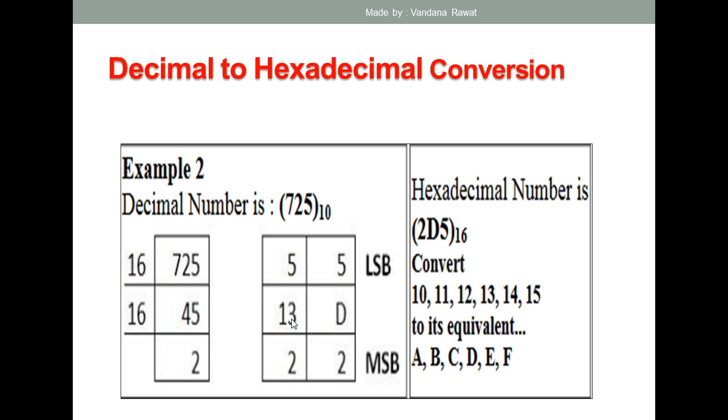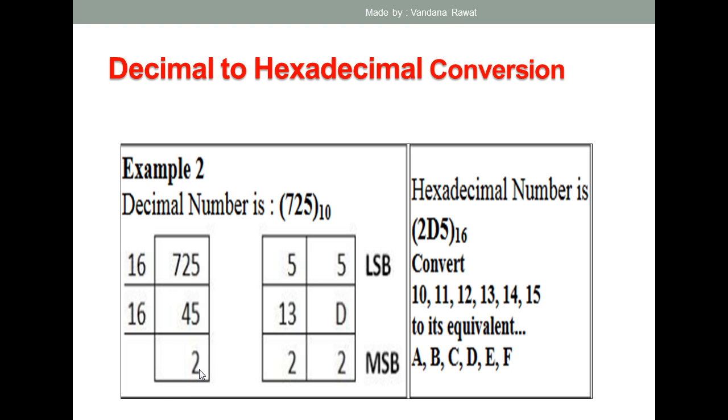So this 13, as you know in the case of hexadecimal, after the digit 9, for 10, 11, 12, 13, 14 and 15, what do we do? We start writing symbols. Like for 10 we write A, for 11 we write B, for 12 we write C, for 13 we write D, for 14 we write E, and for 15 we write F. Okay, so for this 13 we will write D. Then at last in the remainder part we are getting 2.